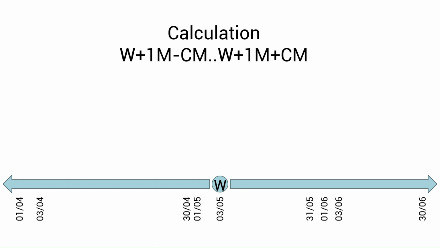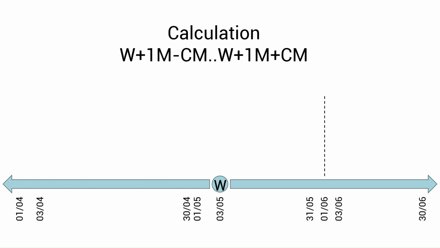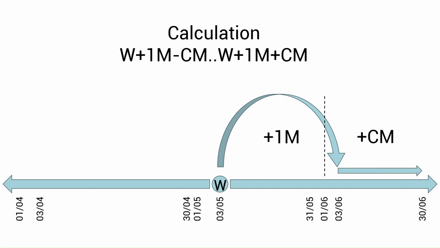So the first part is from the work date, go forward 1 month. So that takes us to the 3rd of June. Then take us back, so minus CM, back to the start of June, which is the 1st of June, obviously there. Then the second part is take us forward 1 month again to the 3rd of June, and then take us up to the end of June. So that's the 30th of June there. So that then gives us our end date.